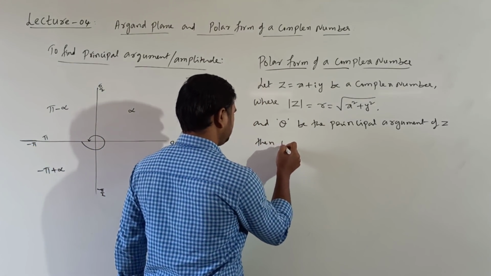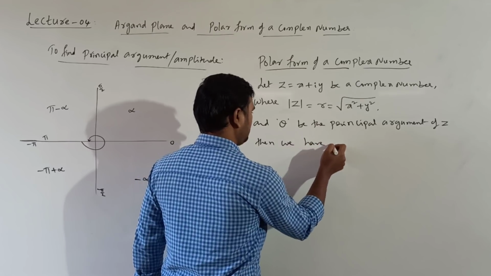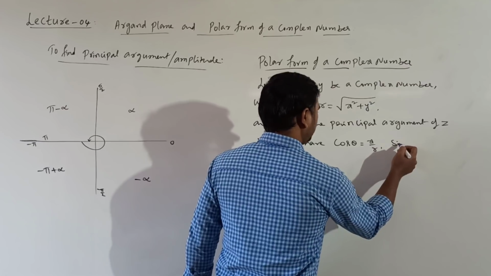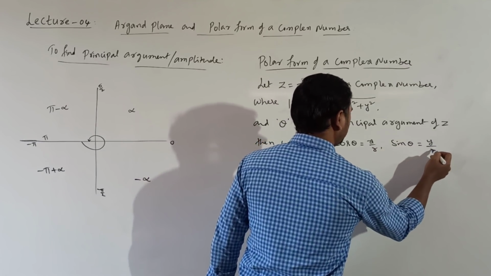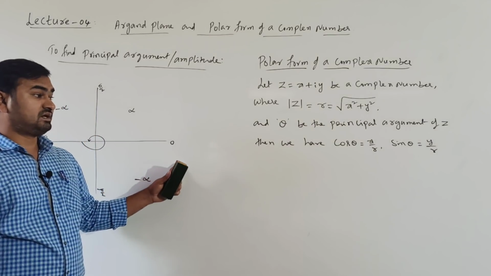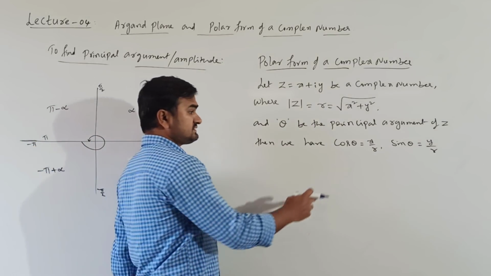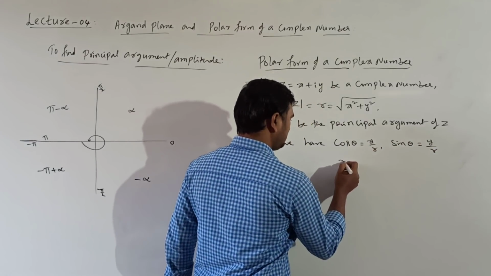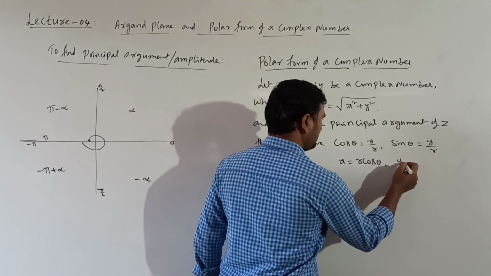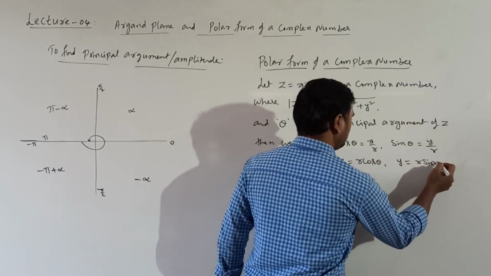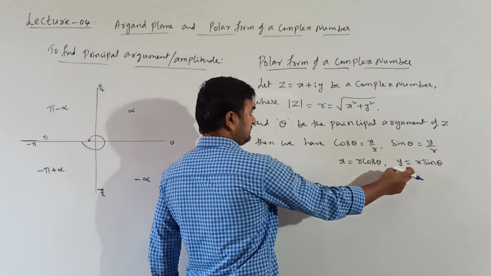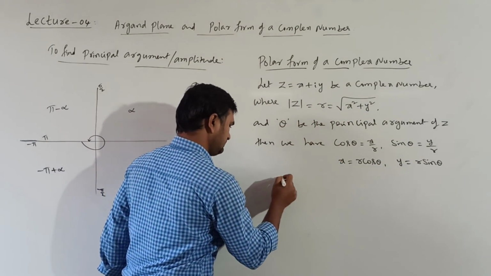Then we have, cos theta is x by r, and sin theta is y by r. Already this we know how to find, that principal amplitude or argument. So cos theta is x by r, sin theta is y by r. So I can write x is r cos theta and y is r sin theta. Okay. So we know x, we know y. How can I write z now?